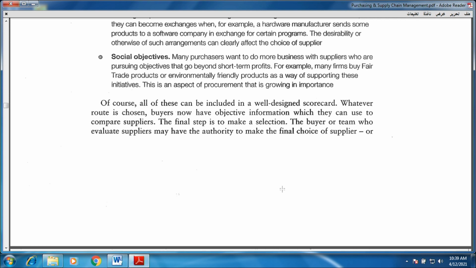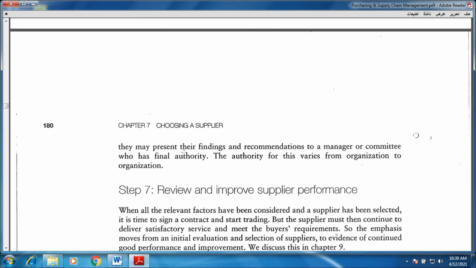So a well-designed scorecard and a good point of view on this objective information can guide the best selection and the final selection by the board of directors and the committee, the head of the committee. And we take the decision and give the authority to the people to contact the suppliers to tell them that they got the contract with us.